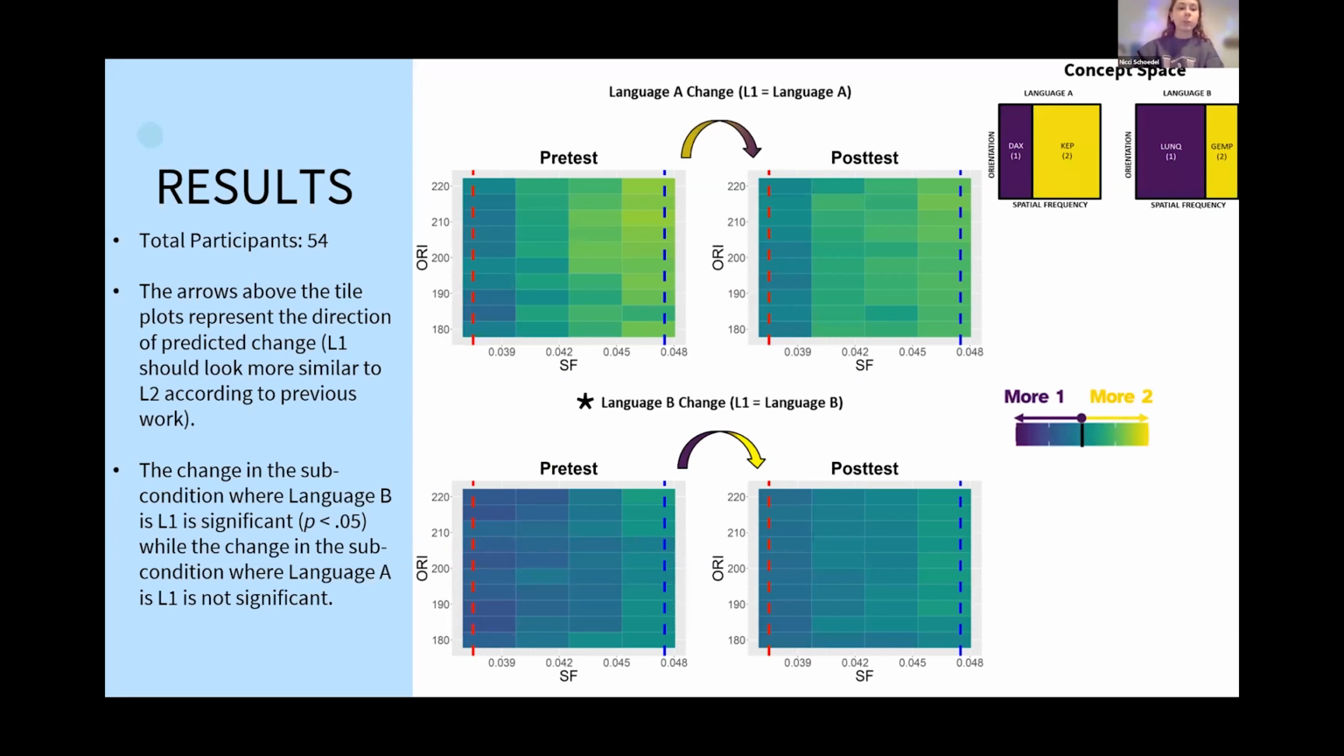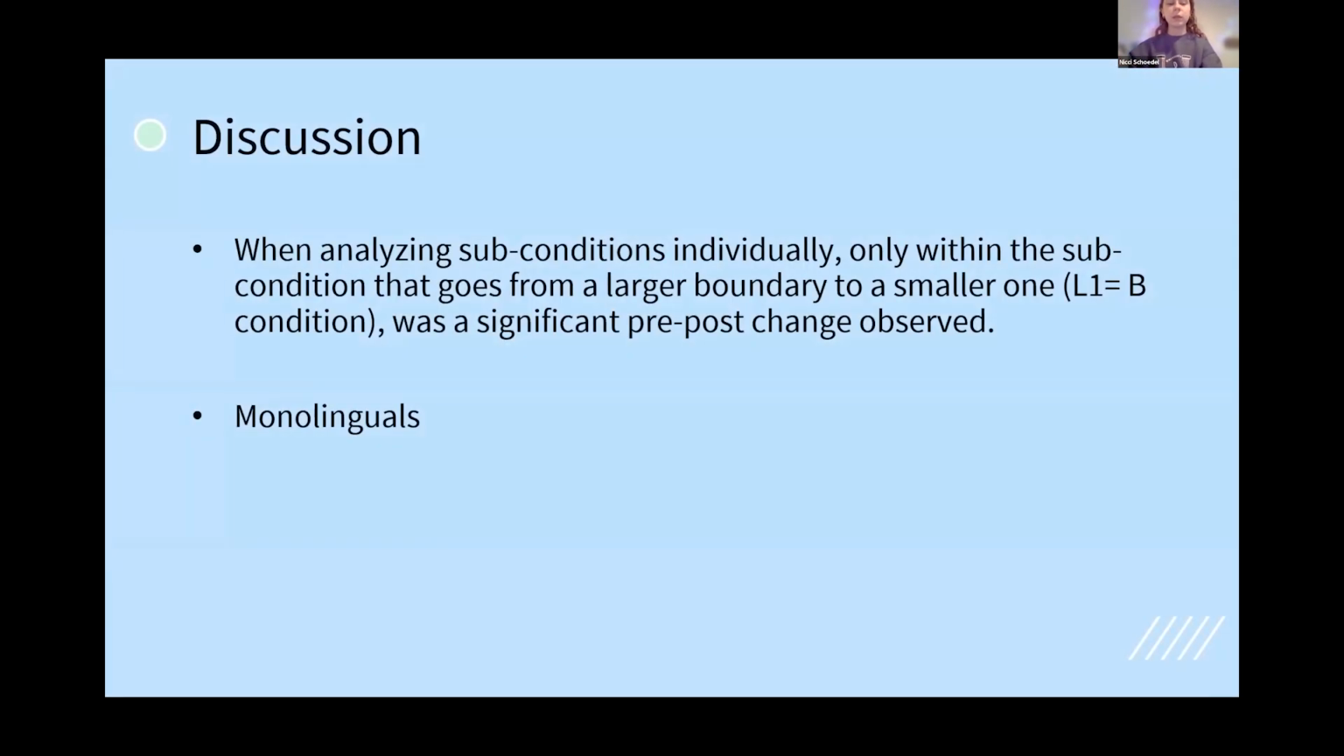And as mentioned, our previous experiment showed a significant change within both of these subconditions. So this result was not replicated within the bilingual learners. When analyzing subconditions individually, only within the subcondition that goes from the larger boundary to the smaller one was a significant pre-post change observed.